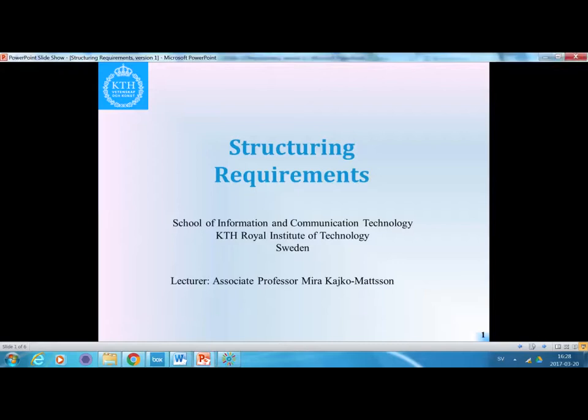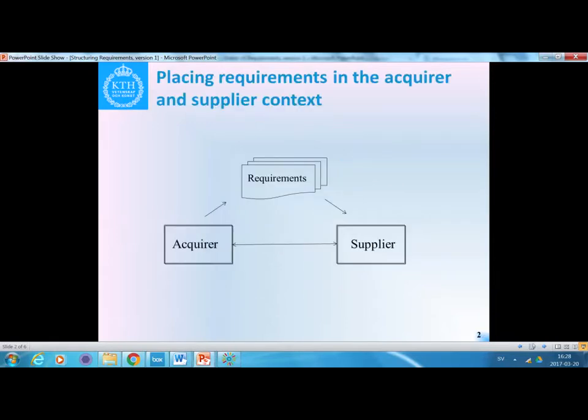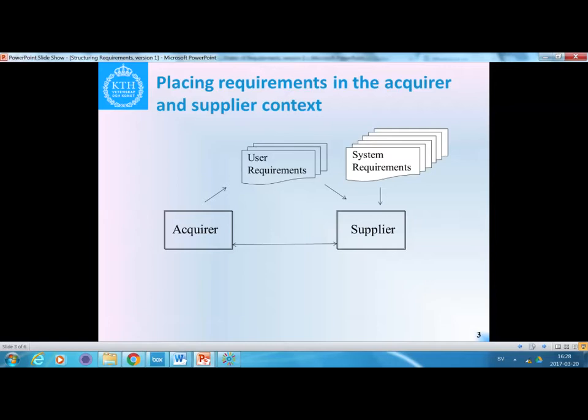We have mentioned that we specify requirements on various detail levels, so we must have some means to structure requirements. Let us just have a look at this picture. So acquirer states requirements and the supplier tries to implement them. So acquirer and supplier communicate via requirements. What we also know is that the user requirements that are provided by the acquirer, they are then more detailed and transformed into system requirements.